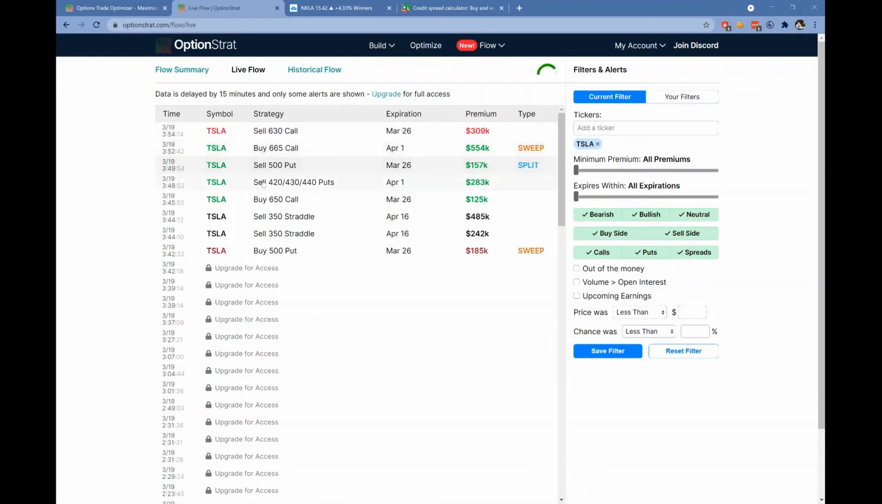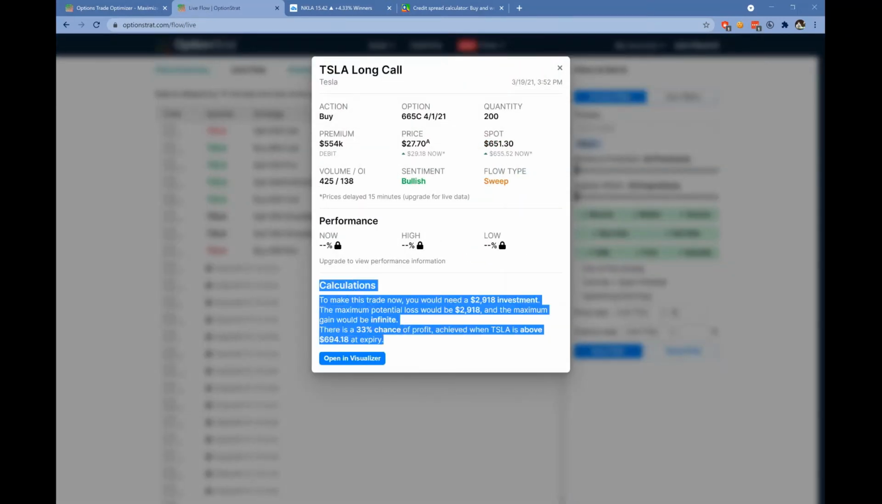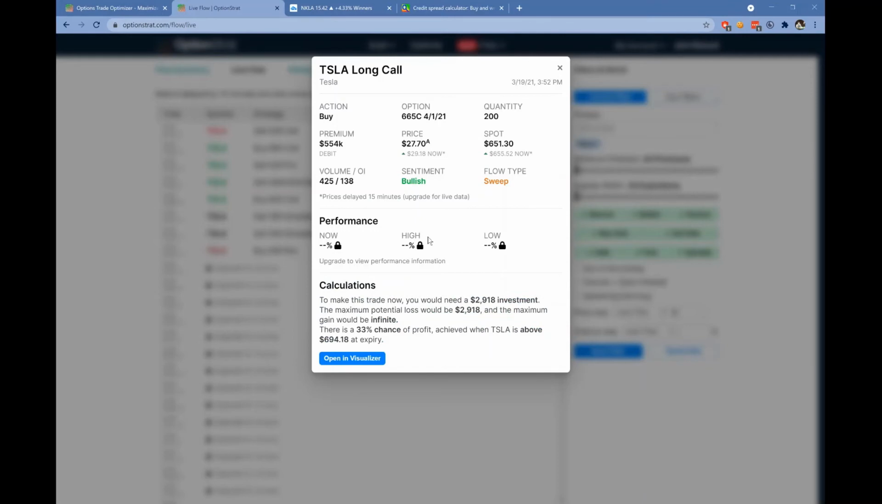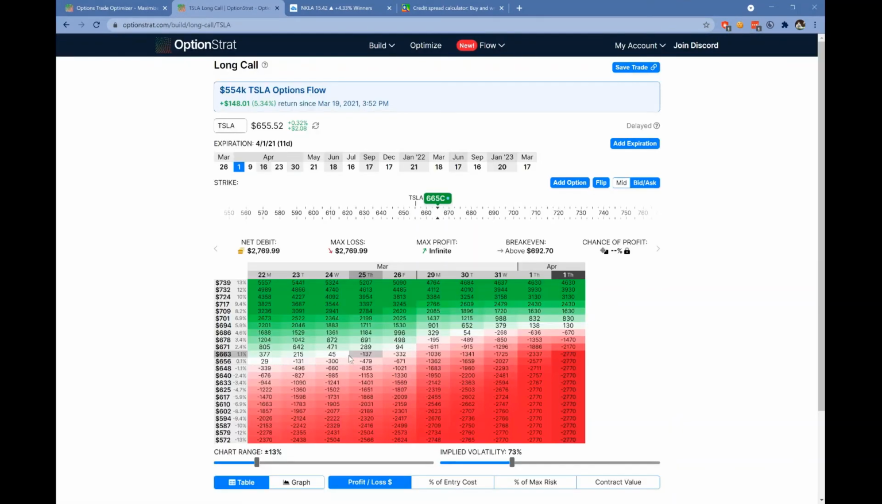So this guy is doing a call. So let's click on it, and you can get a summary of the call trade. So here are the details. There's a 33% chance of profit. Here's his max risk and reward. And open in visualizer, you can actually see the trade and what the big money is doing. They're making a risky bet that it's going to go up. So if it moves up 8%, they're going to be in the money.